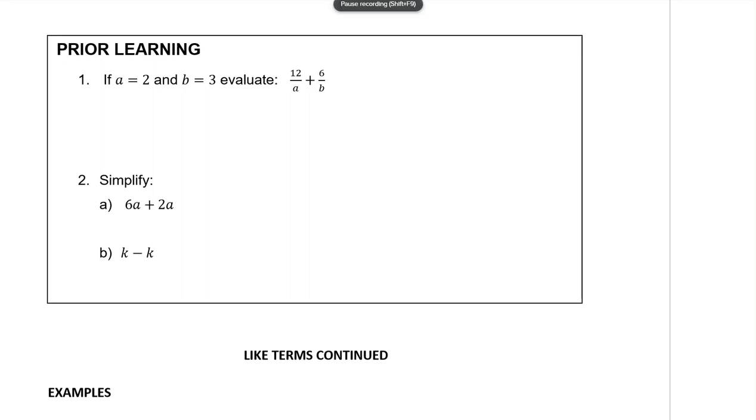Good morning, Year 7. Today we're going to be doing some more like terms, but as usual, let's do a little bit of revision first to remember what we've already learnt.